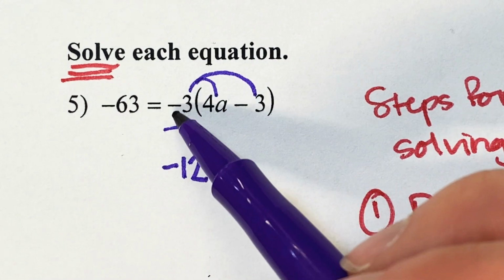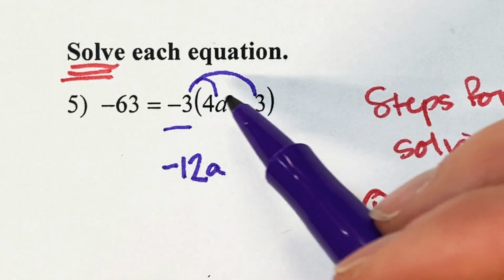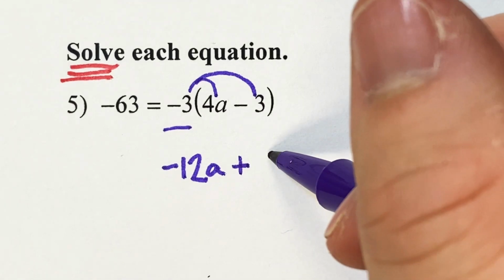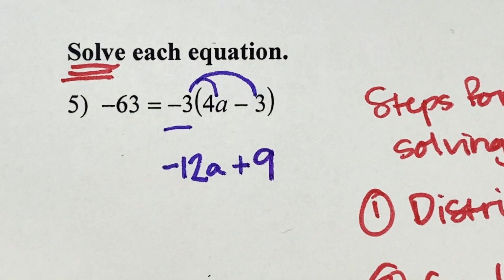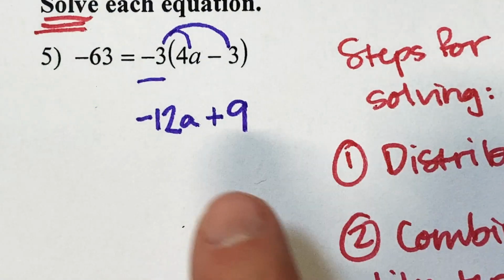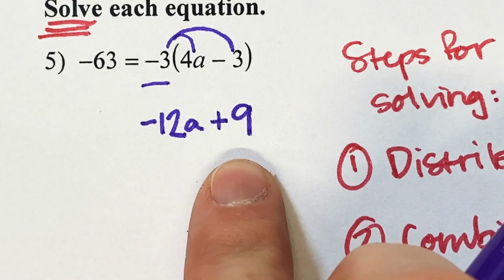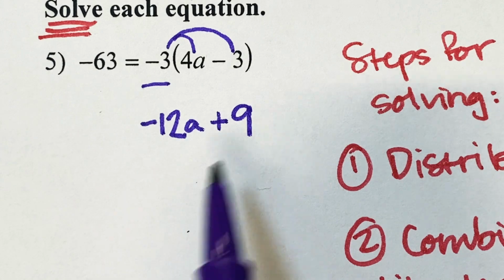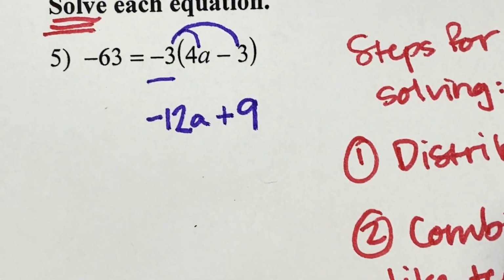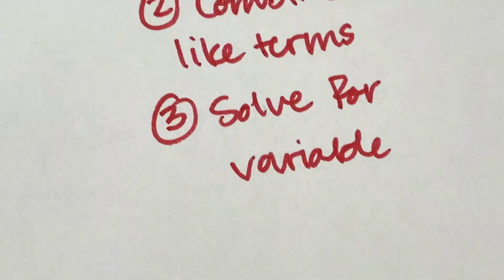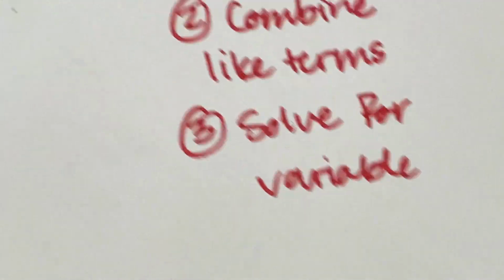Okay, then our second piece, -3 times -3. A negative times a negative gives me a positive. And 3 times 3 is 9. Okay, we distributed. Now we need to see if we can combine like terms. Okay, so look at these two guys. Are these guys like terms? No, they are not. The -12a has the a, the 9 does not. So, like I said, we don't really need to do the second step. That's great. So all we have to do now is write your equals, -63 on the other side. And now we can do our third step, which is to solve for the variable.